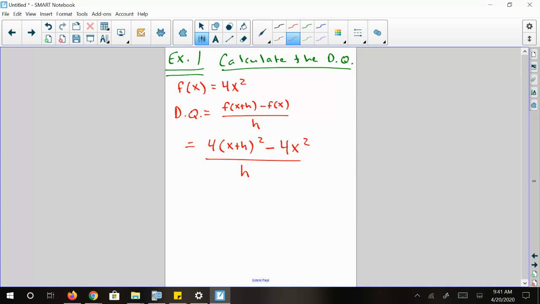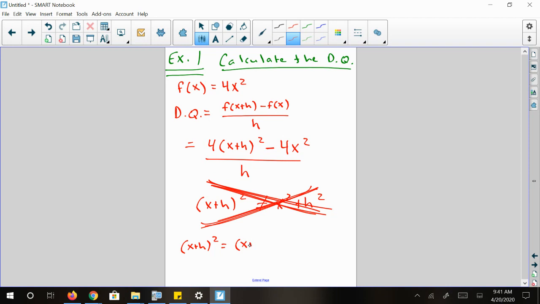One thing that you definitely are not allowed to do here is: x plus h squared is not equal to x squared plus h squared. Do not ever do that. That is horrible math. You are now in pre-calculus. Don't ever do that. When you do x plus h squared, you need to write this as x plus h times x plus h, and then you need to FOIL this out.